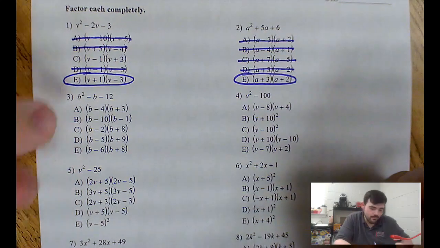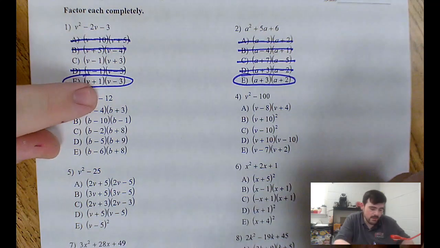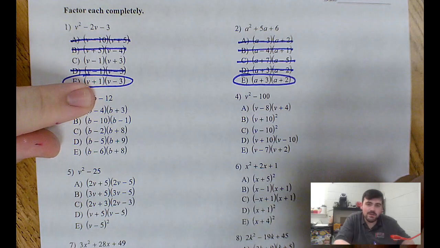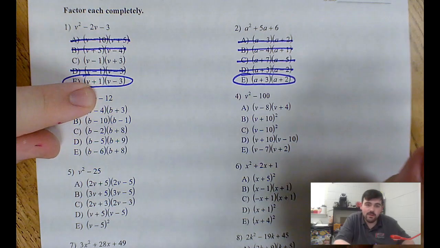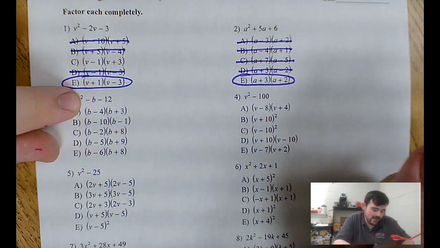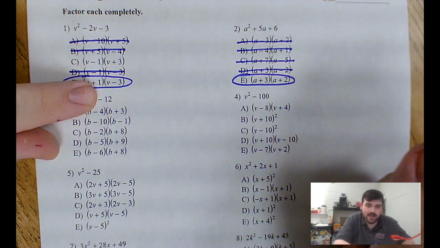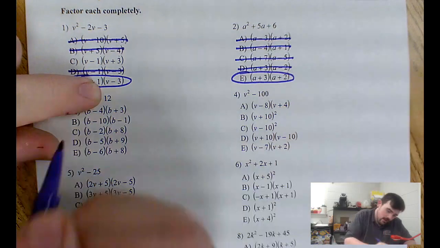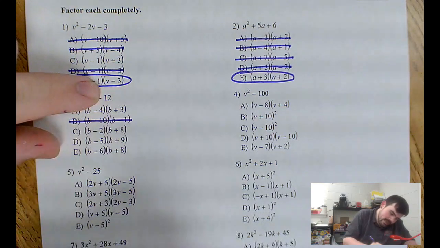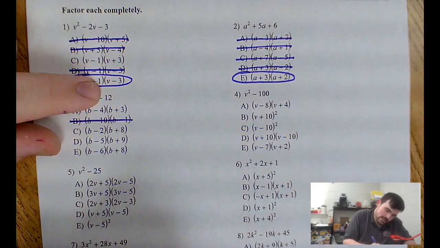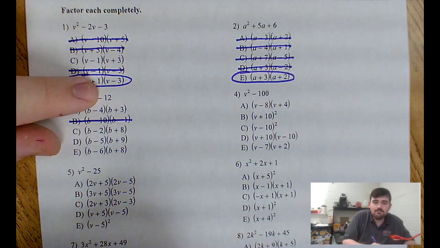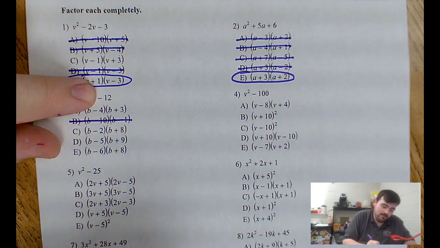Number 3, b squared minus b minus 12. So if they multiply to a negative 12 and add to a negative 1, let's look at these factors. If they multiply to a negative, I have to have a positive and a negative. That will let me eliminate B. But I also have to have them multiply to a negative 12.